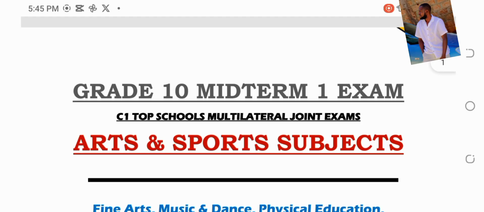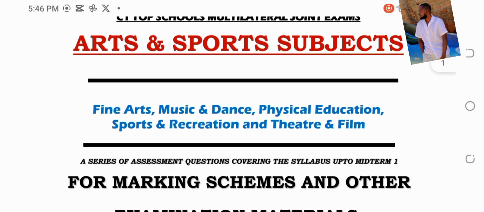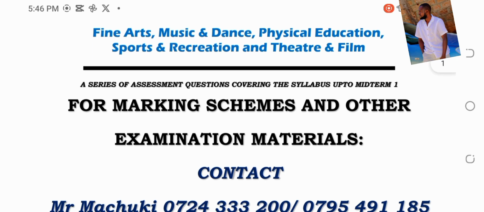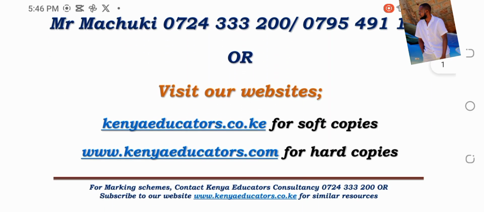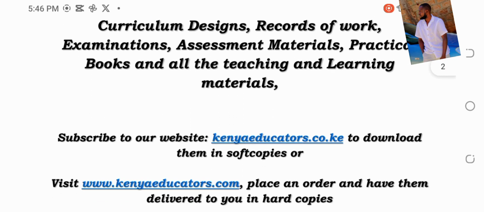All right, hello everyone, and now we are in grade 10. We are going to look at arts and sports subjects, and this one is still revision for midterm exams. Arts and sports grade 10 includes fine arts, music and dance, physical education, sports and recreation, and theater and film. Film includes acting and recording of the plays or maybe the stories.